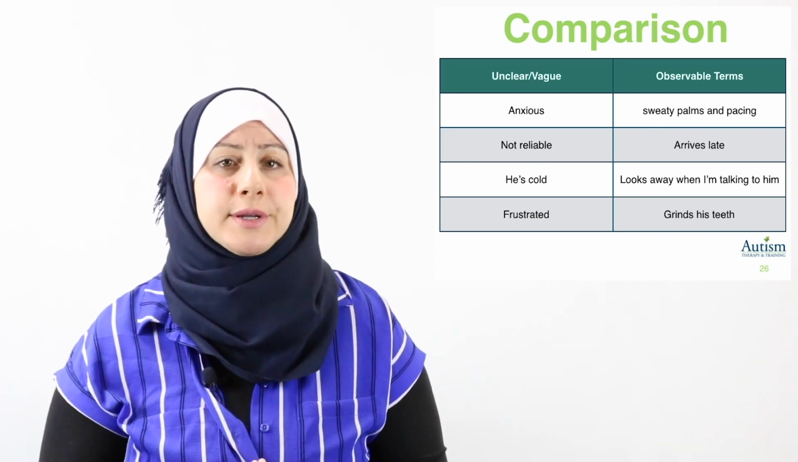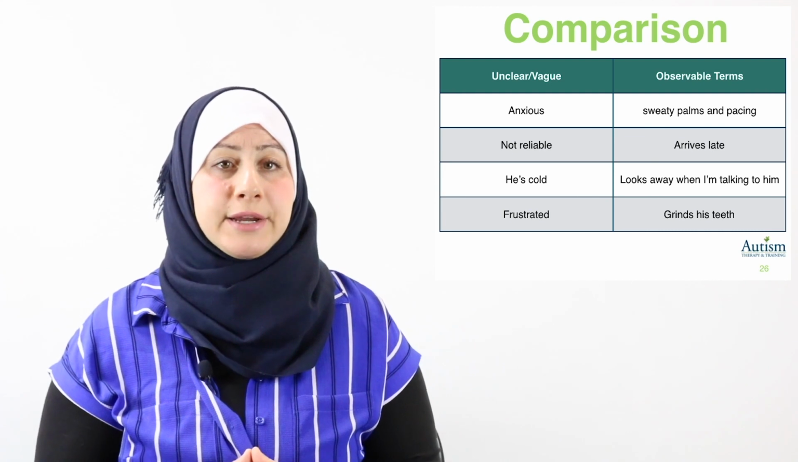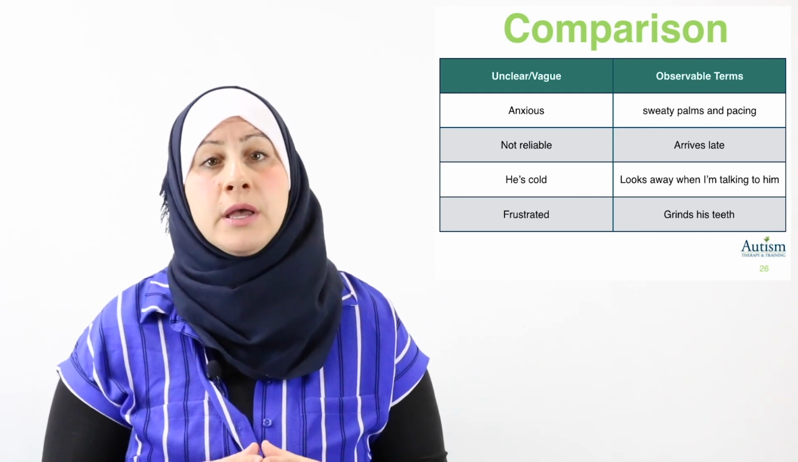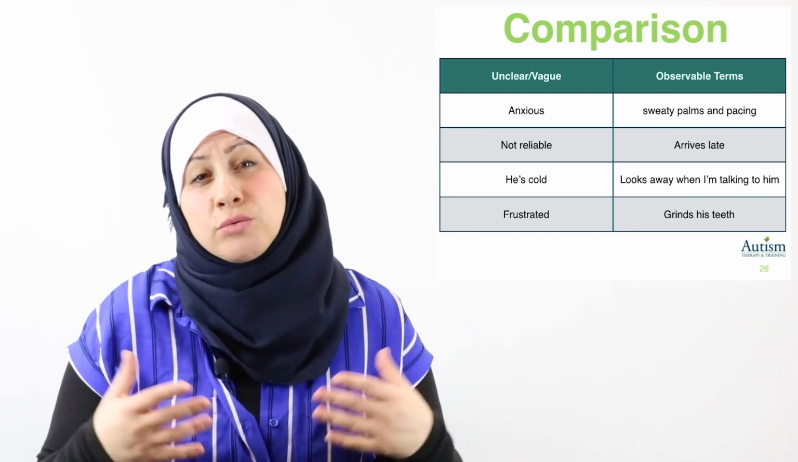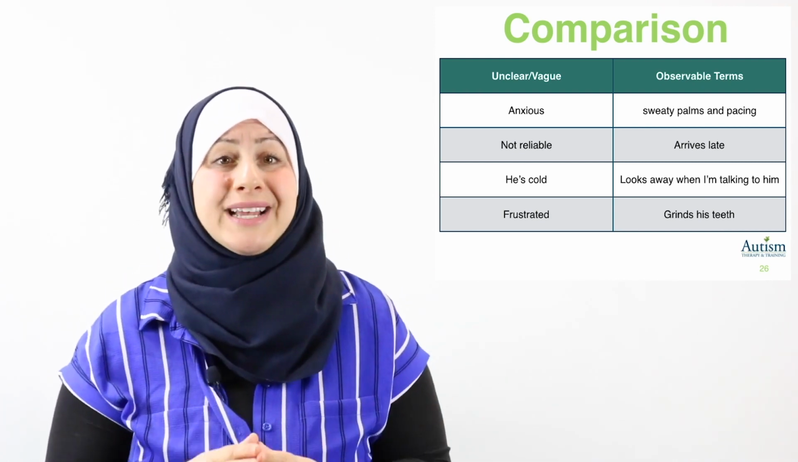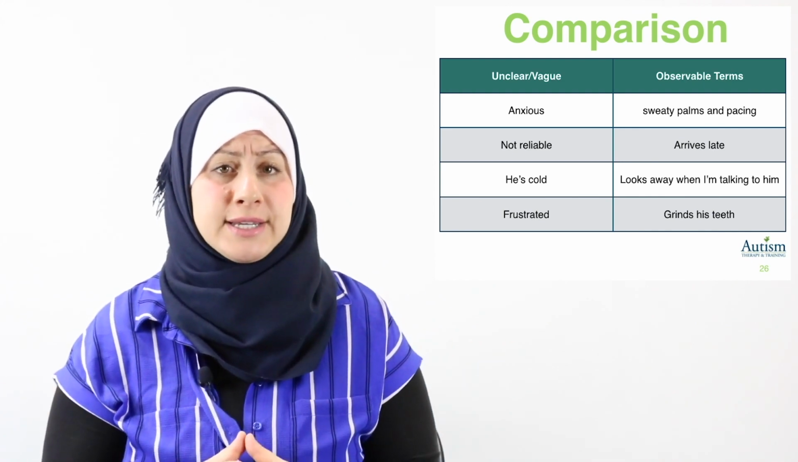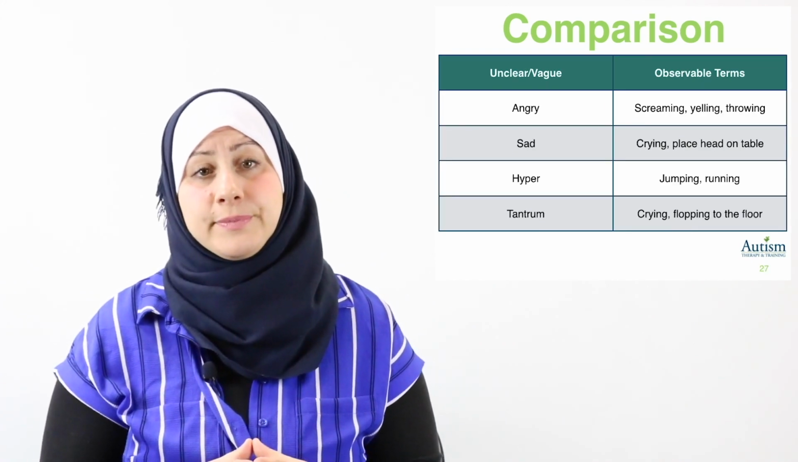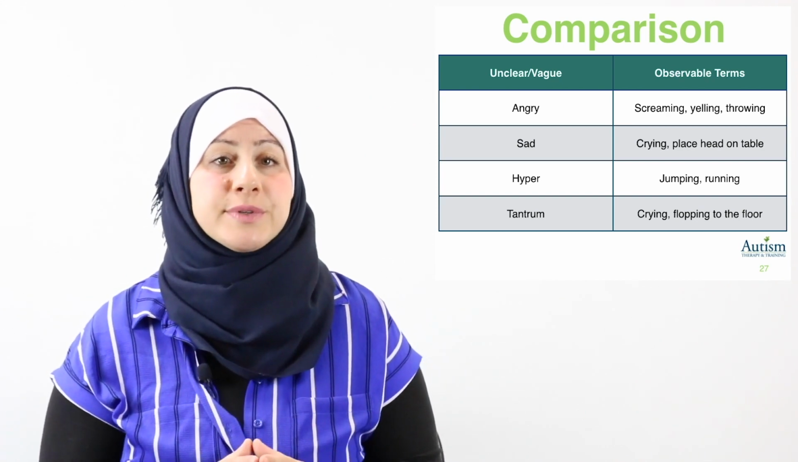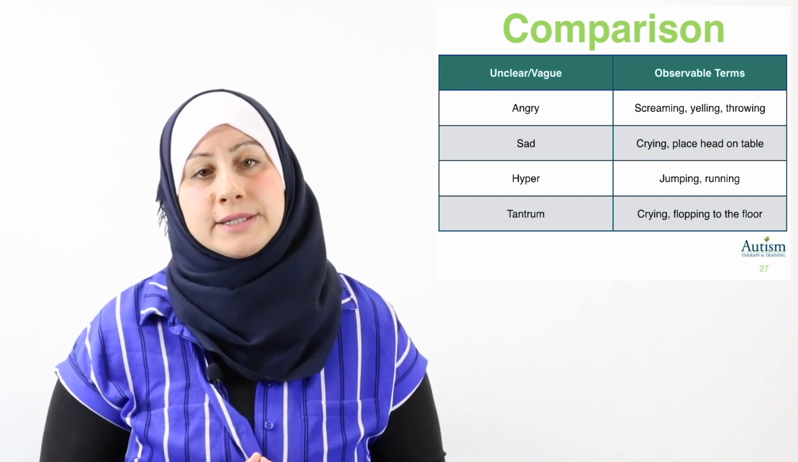So let's do a comparison. I can describe anxious as the person had sweaty palms, not reliable, could be described as arriving late. He's cold, not brr cold, but cold as in he looks away when I'm talking to him, and so on. I've given some more examples because these are examples that we hear quite a bit in practice.